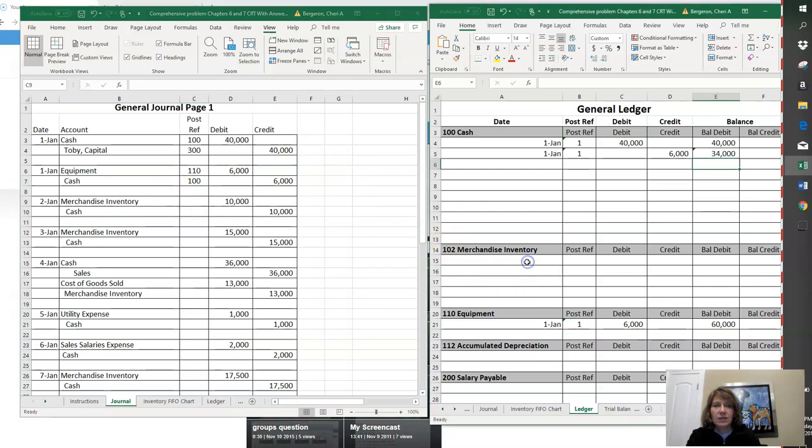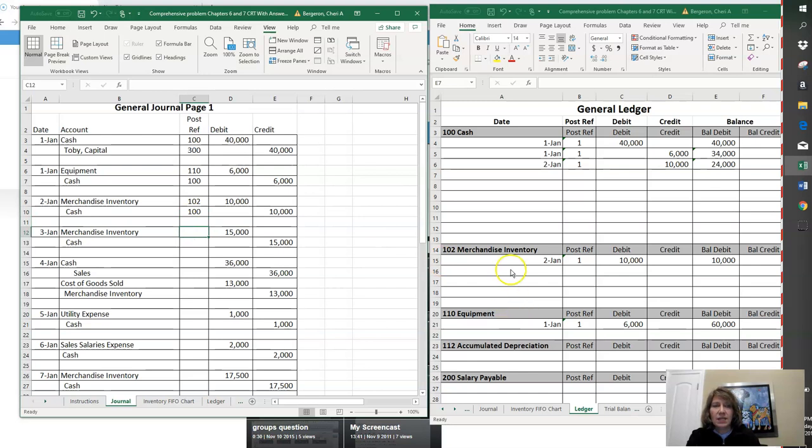Merchandise inventory is on January the 2nd, and that came from page 1. It was a debit of $10,000. So I've got a debit balance of $10,000. That went to account number 102. Next, I'm going to post cash. So that's going to be January the 2nd. And it came from page 1. That was a credit of $10,000. So I have a debit and a credit. So I subtract, and the balance is $24,000. That went to account number 100.